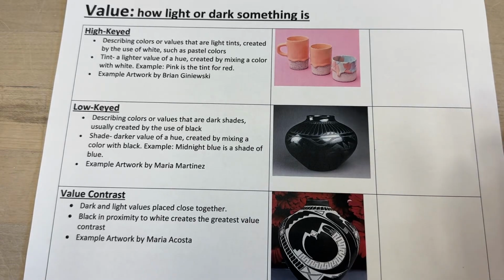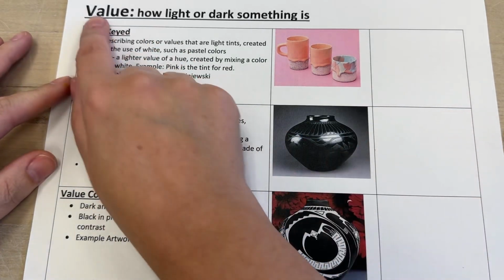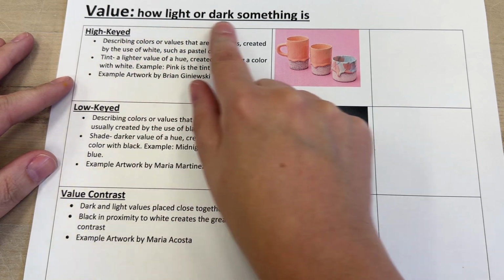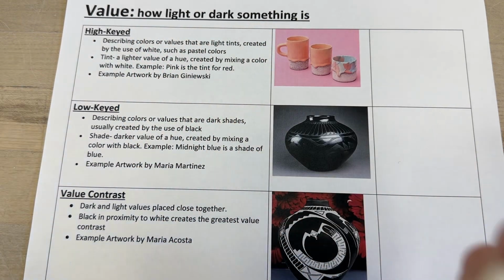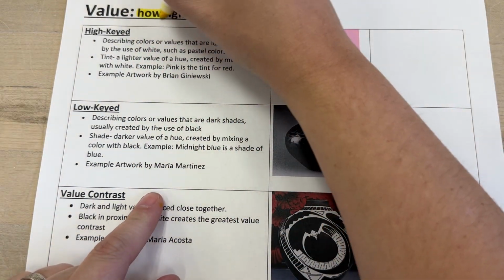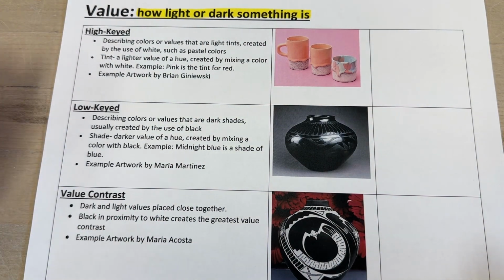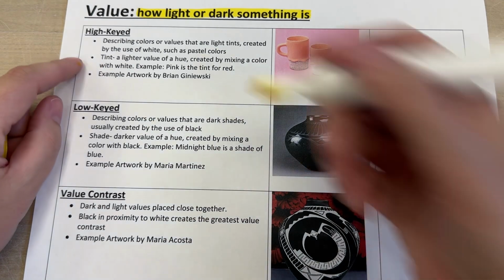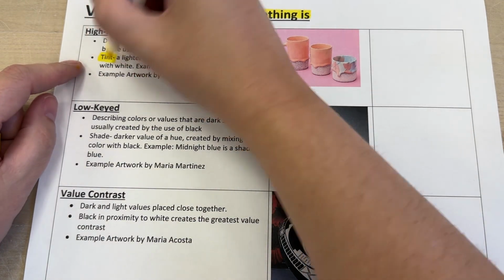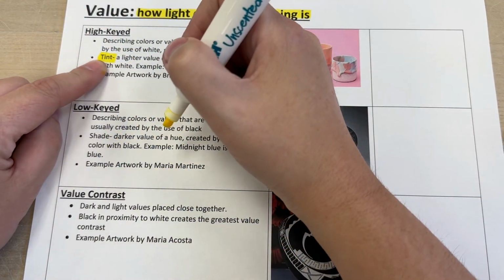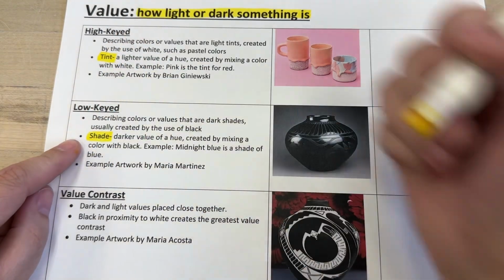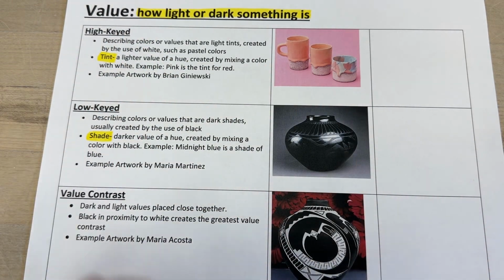Welcome everybody. We are continuing with the elements of art, and today we're going to look at value, how light or dark something is. Make sure you're following along and highlighting. This particular vocab concept has a little bit of extra stuff that we're going to be adding in. I want to make sure that you are getting the information for a tint and for a shade. Make sure you're paying attention to that as well.